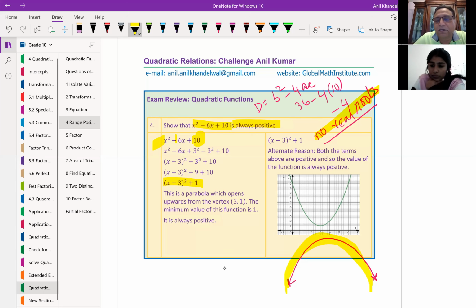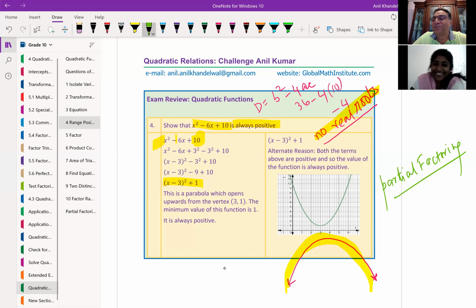But anyway, when we are talking about the methods, let me teach you another method, which we call partial factoring. Do you know what is partial factoring? No. Okay. Well, factoring partially.